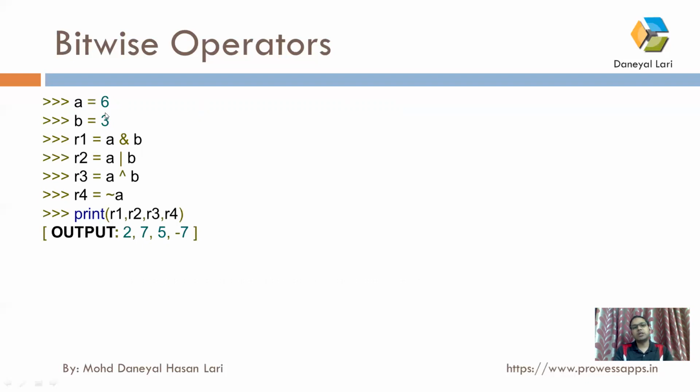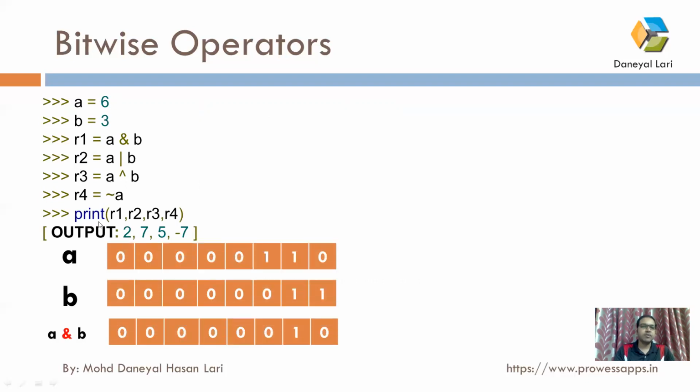So first of all, we know that all the values will be stored as bit patterns in the computer. This will perform the AND operation of this bit pattern and this bit pattern. Look at here, the bit pattern of A will be, I'm taking the 8-bit pattern, 0, 0, 0, 0, 0, 1, 1, 0. So this is equivalent to the value 6. Okay, this is the binary representation.